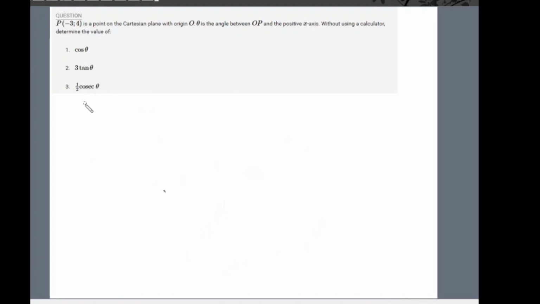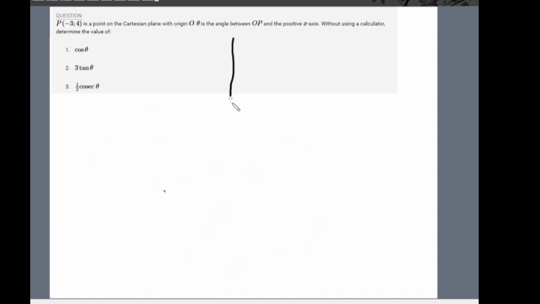So last time's question: P is a point on a Cartesian plane with origin O. Theta is the angle between OP and the positive x-axis. Without using a calculator, determine the value of cos theta. So let us draw a sketch of that point on a Cartesian plane.